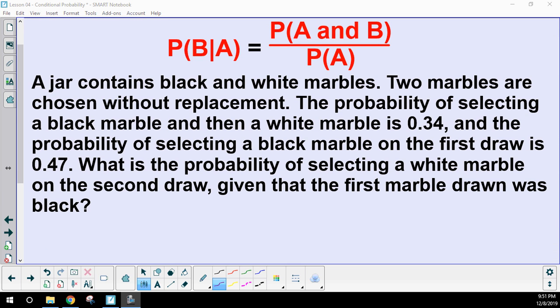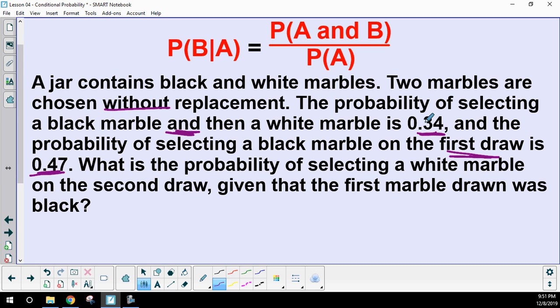A jar contains black and white marbles. 2 marbles are chosen without replacement. Right there, keyword, without replacement, just dependent events. The probability of selecting a black marble and then a white one, black then white, is 0.34. The probability of selecting a black marble on the first draw is 0.47. So 0.47 first draw and 0.34. Okay, just highlighting some keywords here.